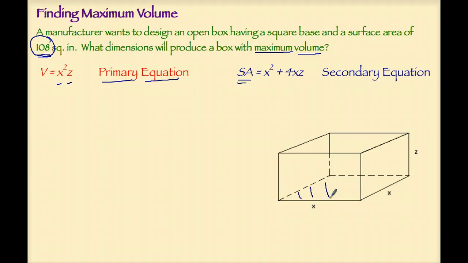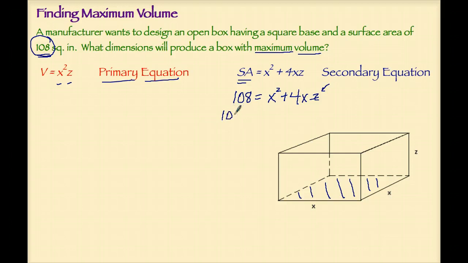Yes, we will need the area of the base of this box, which is x squared. We will need the area of the 4 sides of the box, which in this case is x times z in all 4 cases, but we won't need the area of the top. So the surface area for this box is x squared plus 4xz. Now remember, the only numeric information we were given in the problem is that surface area is 108. When we set 108 equal to x squared plus 4xz, we have set up a situation in which we'll be able to solve for one of the variables in terms of the other.